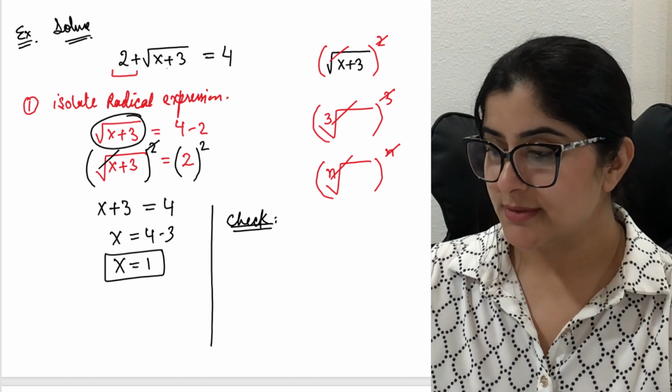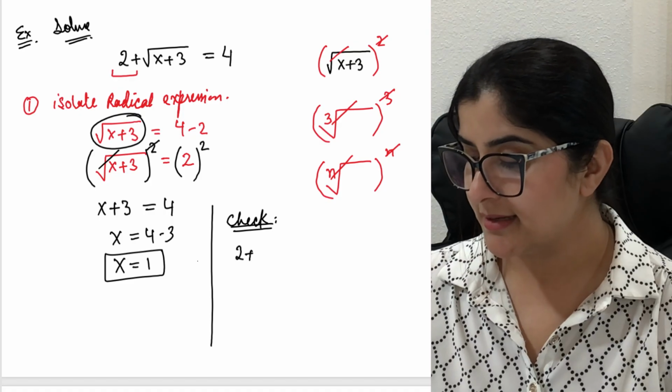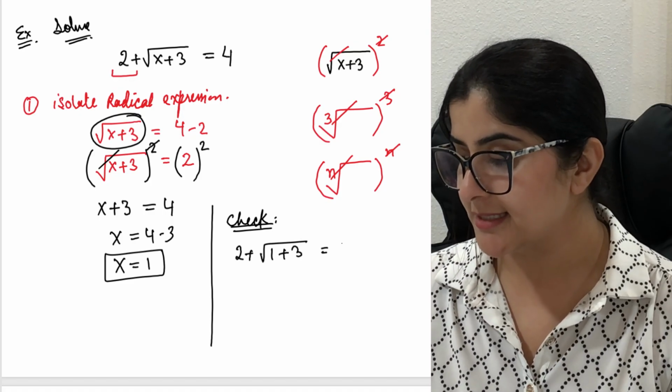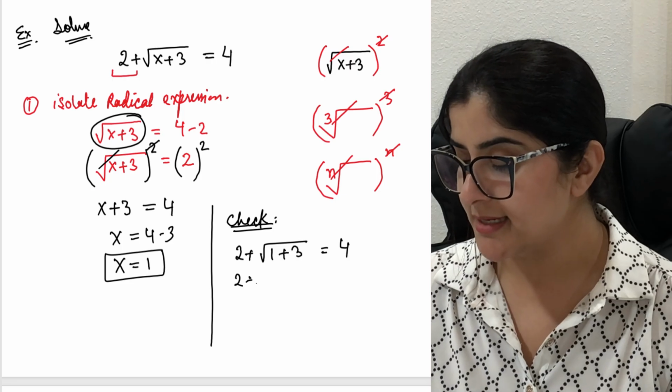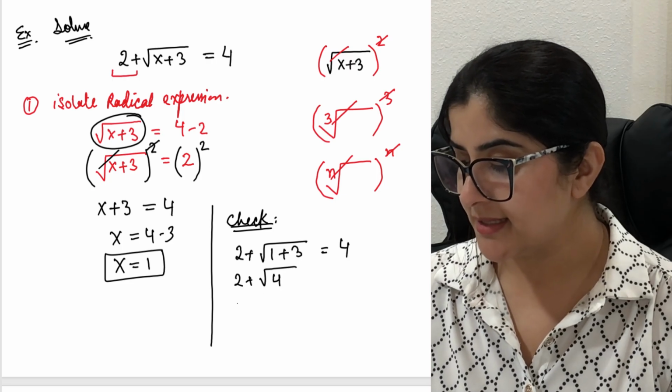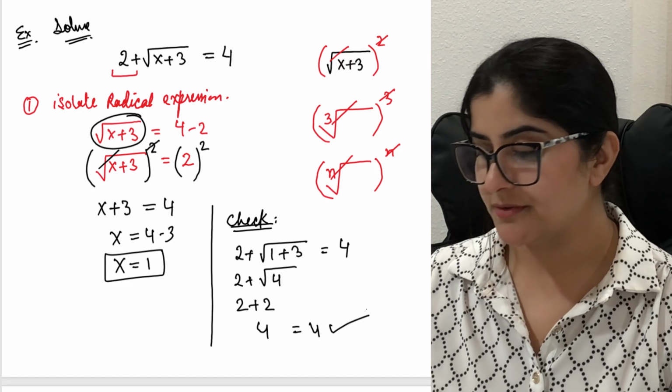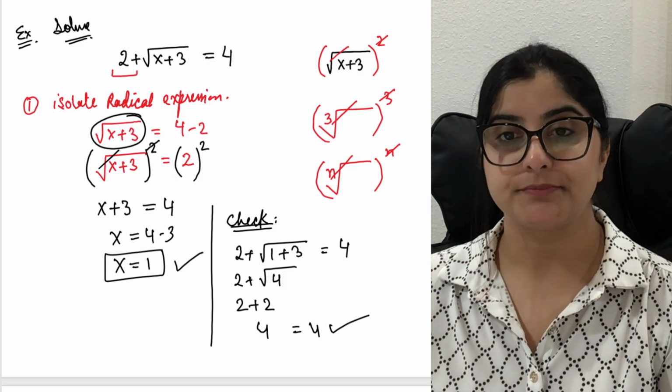Check. Substitute back x equal to 1 in the original equation and see whether the left-hand side equals the right-hand side. Does this solution satisfy the given equation? We get 4 is equal to 4, which is correct. So that means it is a solution.